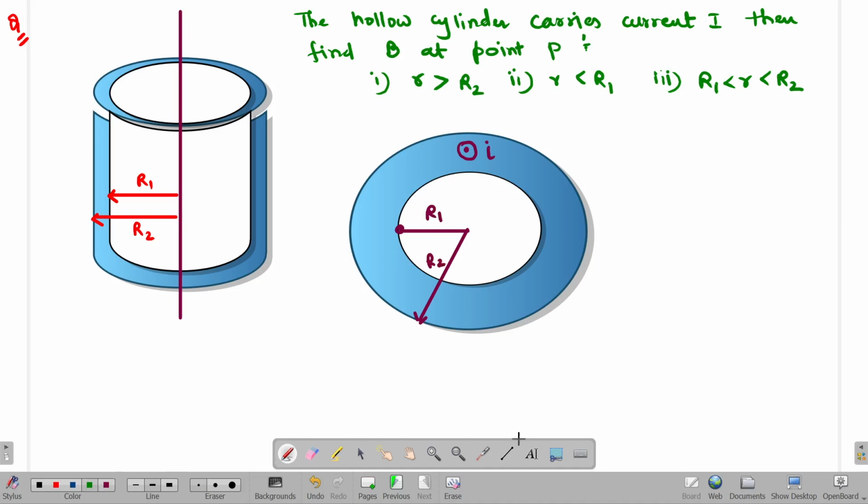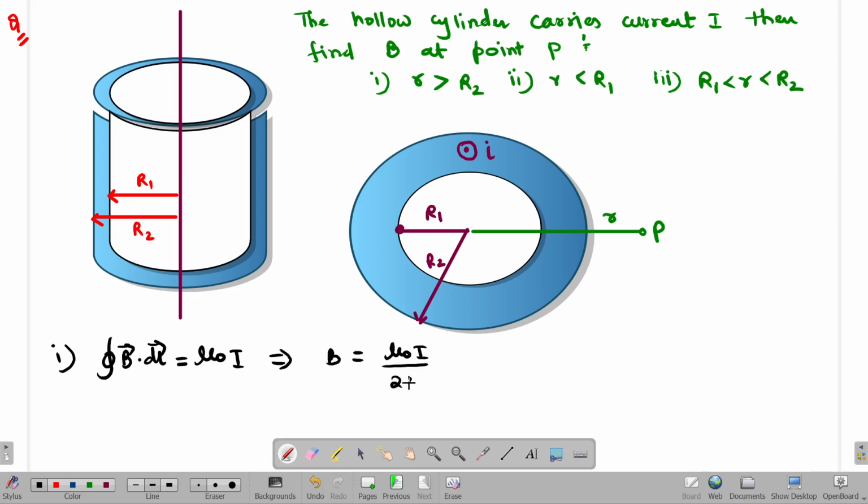First point, I have to consider a region which is present outside, isn't it? So in the first case, if I apply the integral of magnetic field dot dl, it is equal to mu naught I. So total current it will enclose, isn't it? So B is equal to simply mu naught I by 2 pi r, if this point P lies at a distance of r from the center.